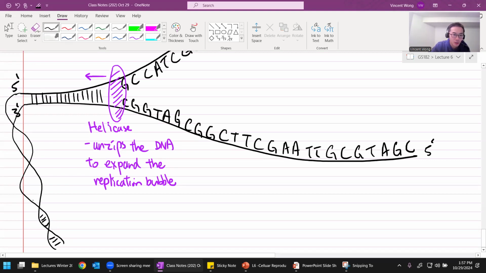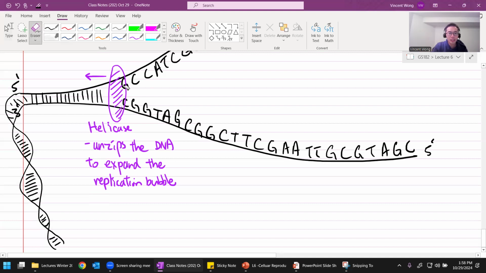I just didn't draw the double helix over here, because if I draw it here, it would be very confusing, very messy. But you have to understand the rest of the DNA is still the double helix. Okay. And here's the thing.